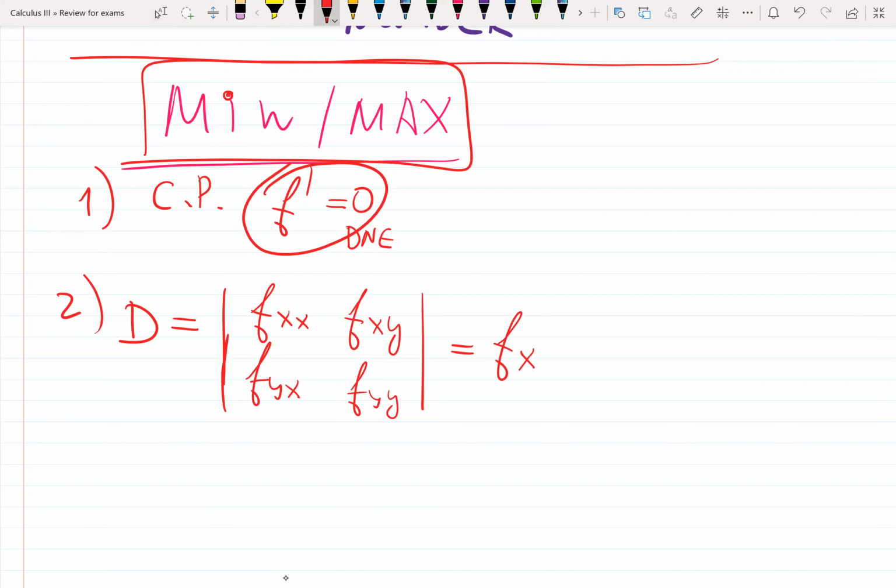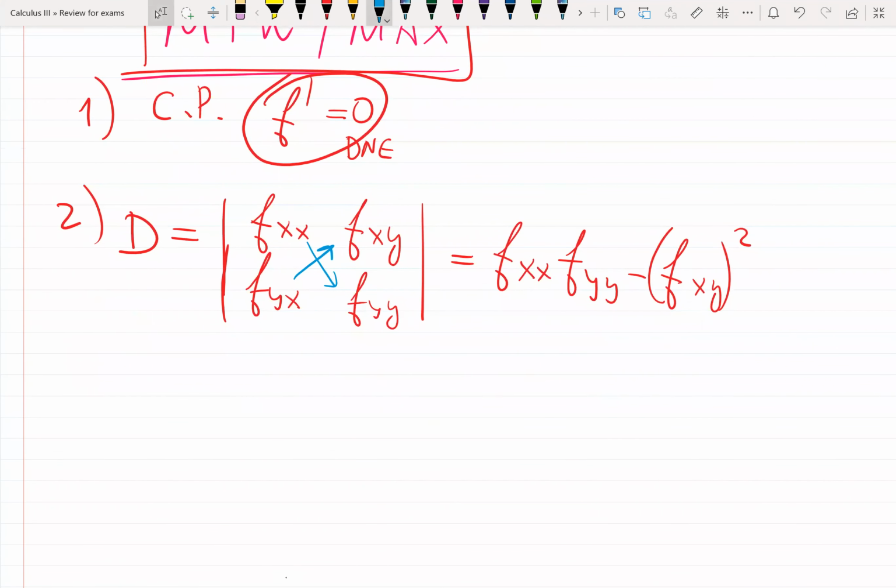f_xx, so you cross multiply like so. There's a negative sign. Okay, enough. All of them decide to talk to me now. f_yy minus f_xy times f_yx, but for the good functions they're the same, so you can square them. And now the sign matters.